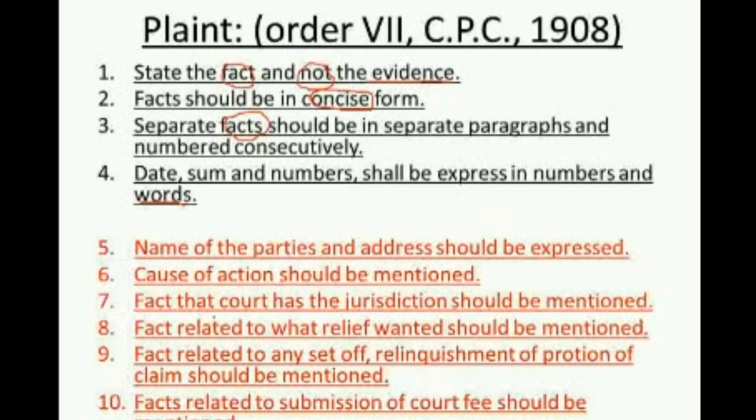The seventh one, the fact that the court has jurisdiction should be mentioned. You have to mention in your plaint that the court in which you are asking for the relief has the jurisdiction to decide that case.